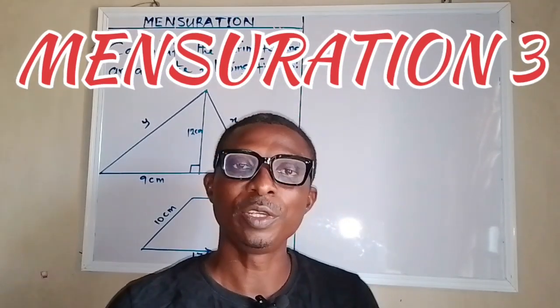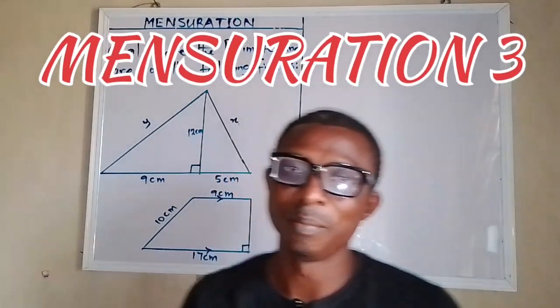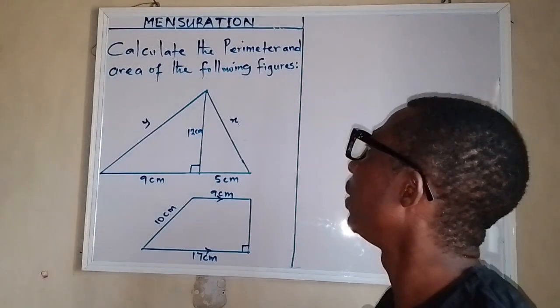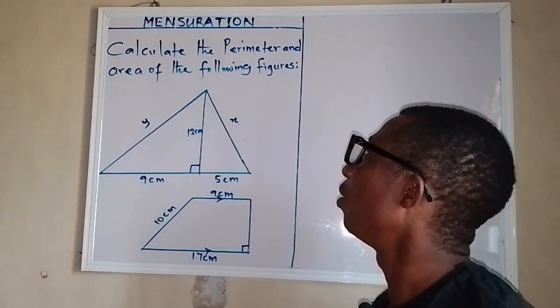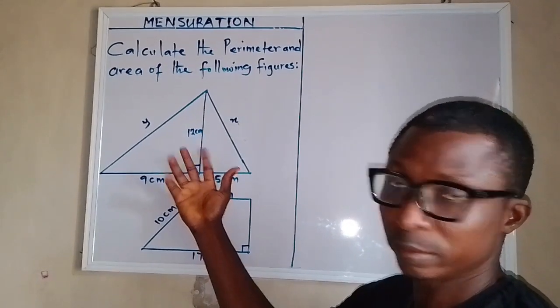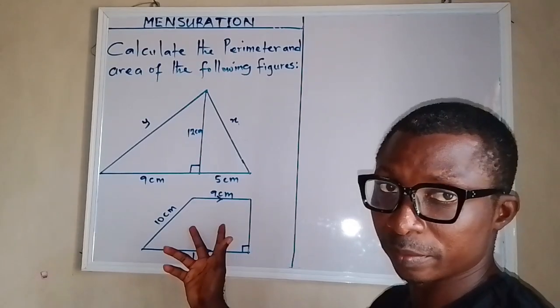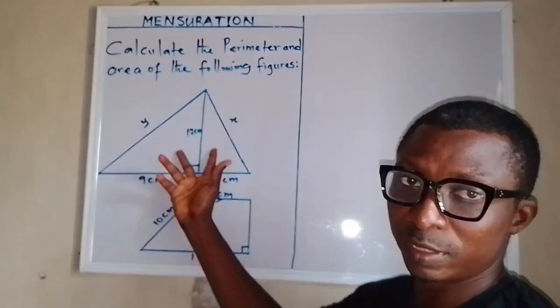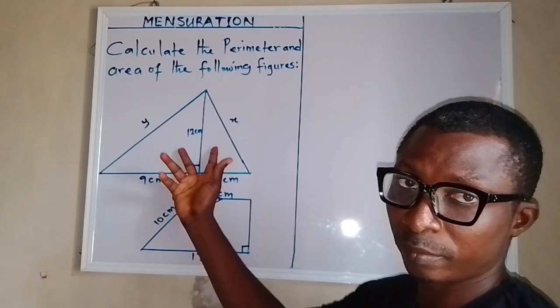Now let's solve the following problem under mensuration. Calculate the perimeter and area of the following figures. We have the triangle and the trapezium. Now we are going to find the perimeter of this triangle.